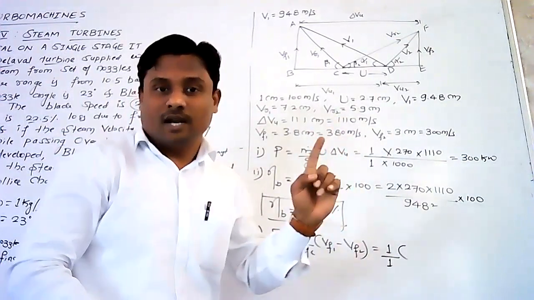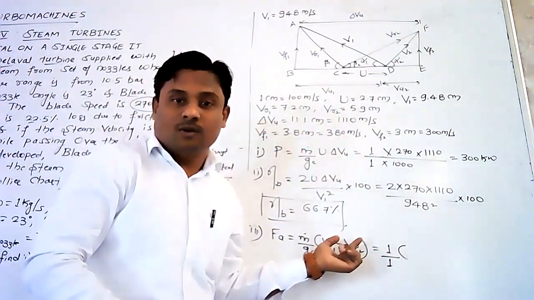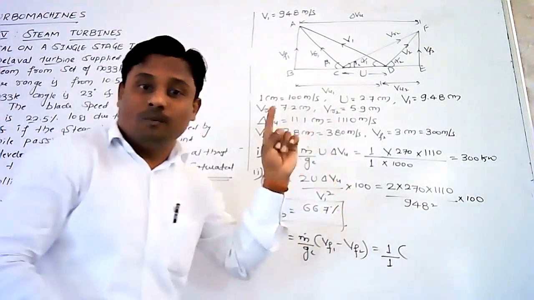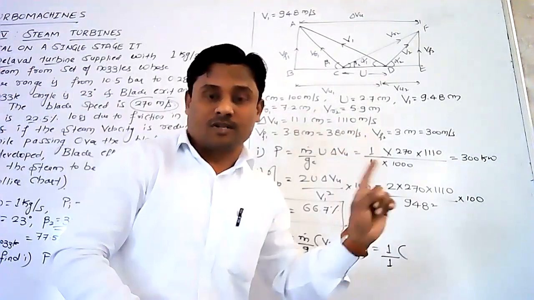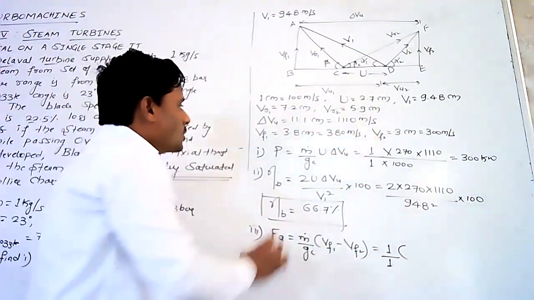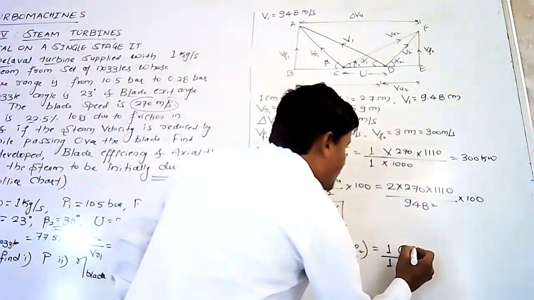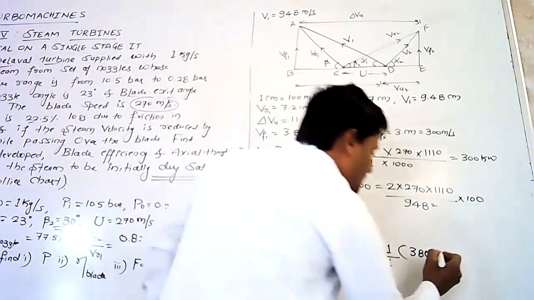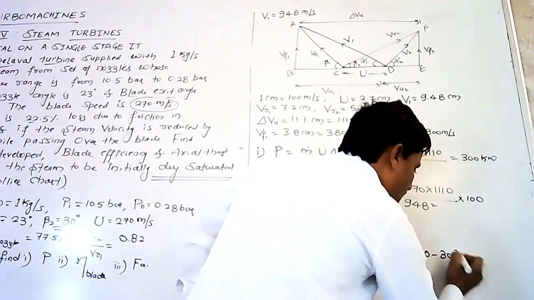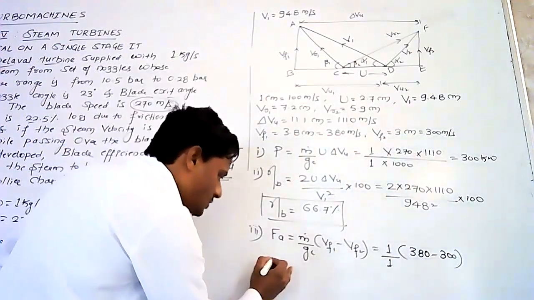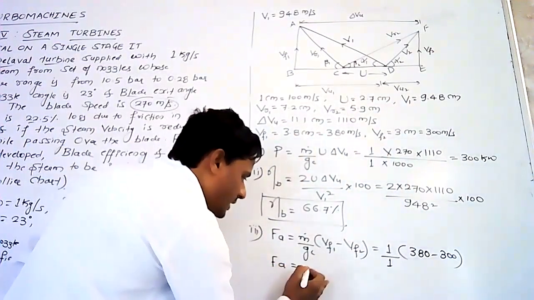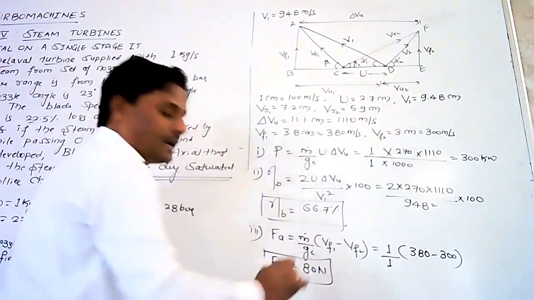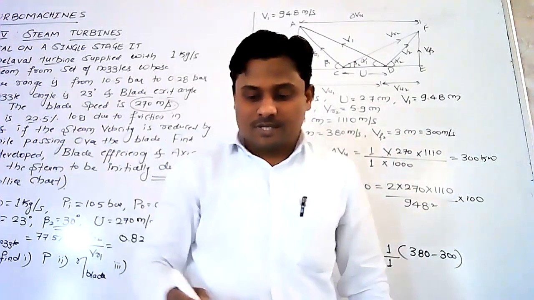I am repeating again and again: while substituting the values of velocity in formulas, do substitute in terms of meter per second, not in terms of centimeters. So here Vf1 is 380 minus Vf2 which is 300 meter per second. Just solve, and the expected value of Fa, the axial thrust, is 80 newtons. So this completes the numerical.